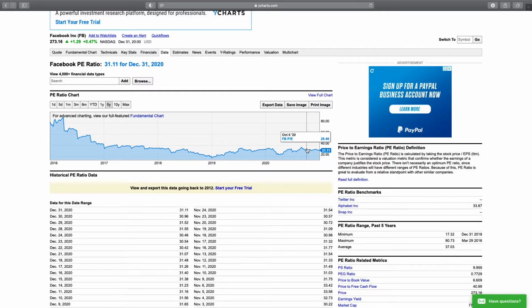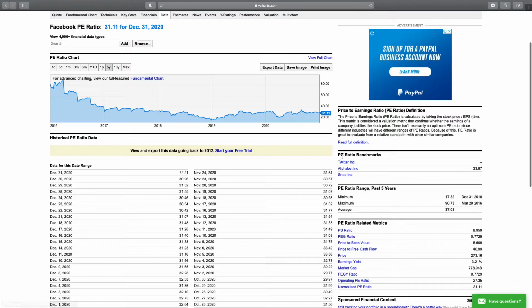This is also good because it'll show you the ratio benchmarks of Facebook's peers as well. Here you can see Twitter, Alphabet, which is Google, and Snap. I suspect the reason that these aren't showing PE ratios for Snap and Twitter is because they're not making positive profit. Without the profit, you won't be able to get the PE ratio, because the earnings per share is negative.